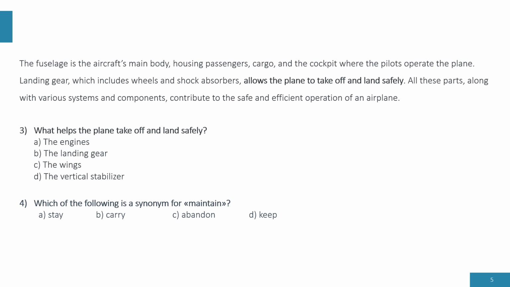Okay, we go on with the third question. What helps the plane take off and land safely? We find the words take off and land safely and read the whole sentence. Landing gear, which includes wheels and shock absorbers, allows the plane to take off and land safely. And we find the answer. It's the landing gear. Right, and we have a vocabulary question. Synonym for maintain. Synonym for maintain is to keep.